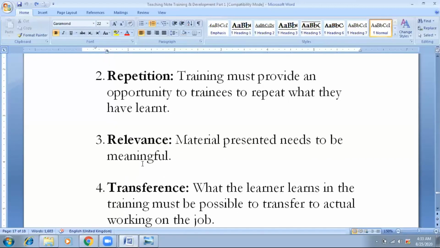Okay, principle 4, transference. What the learner learns in the training must be possible to transfer to actual working on the job.